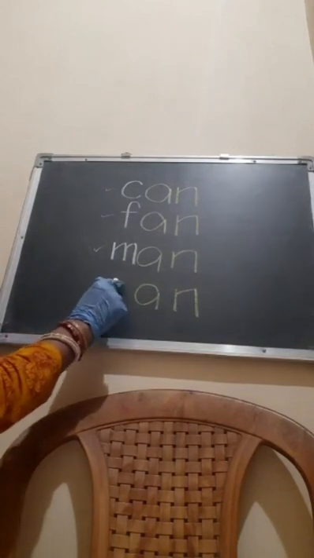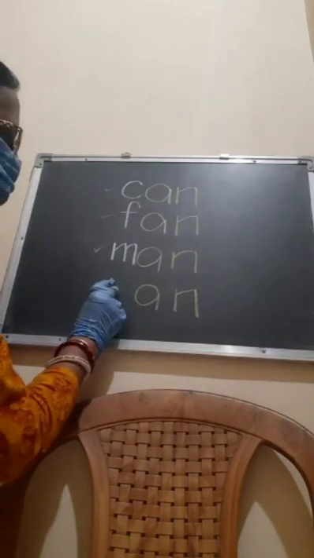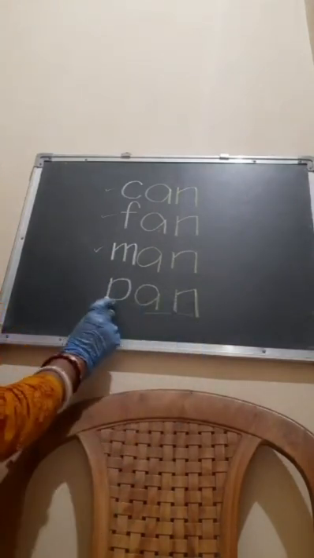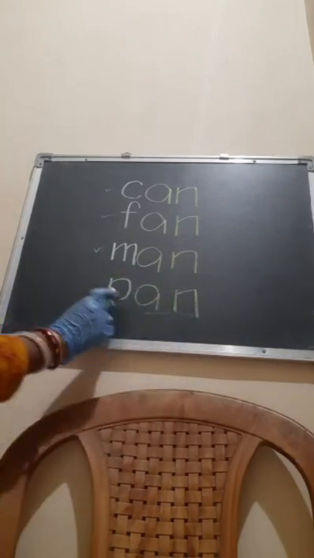Alphabet A, B, C, D, E, F, G, H, I, J, K, L, M, N, O, P. Yes, P. We got a new word. Pen. Pa, pa, pa. And pen, pan, pen, pan, pop and pan.